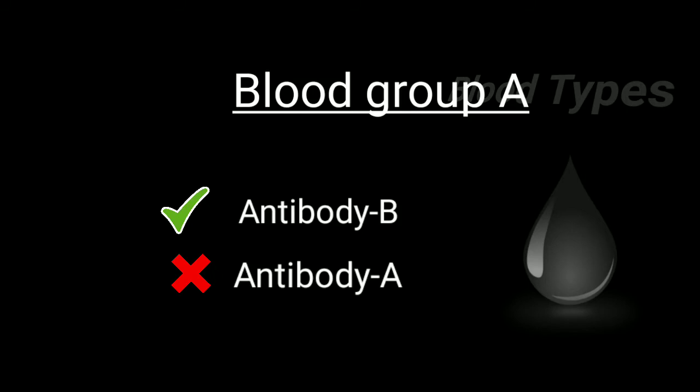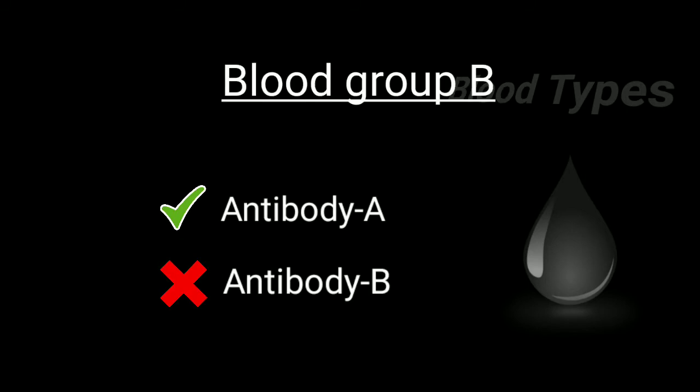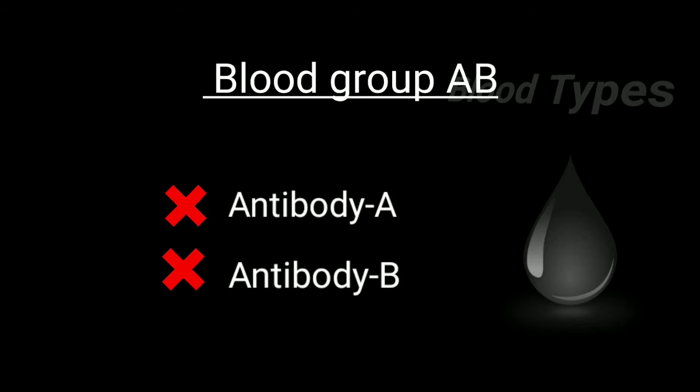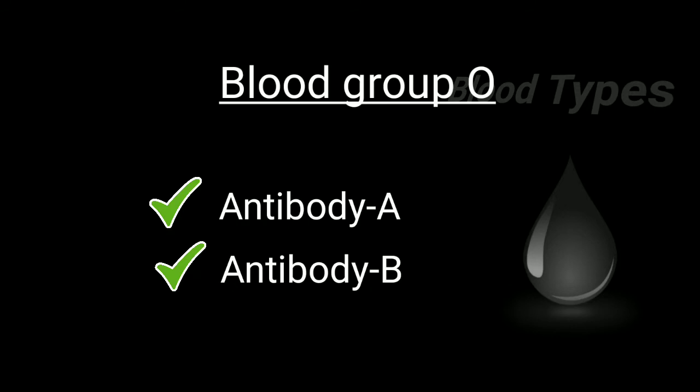And due to this, blood group A has only antibody B, blood group B has only antibody A, blood group AB has neither A nor B antibody, and blood group O has both A and B antibody in the blood plasma.